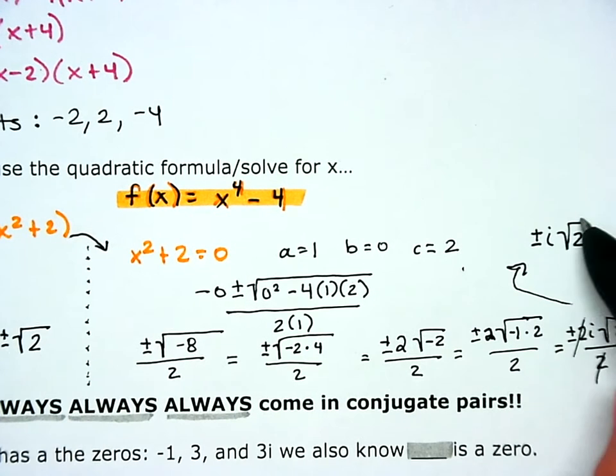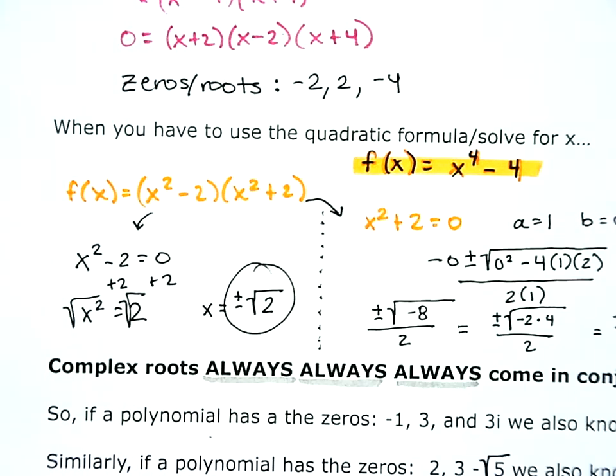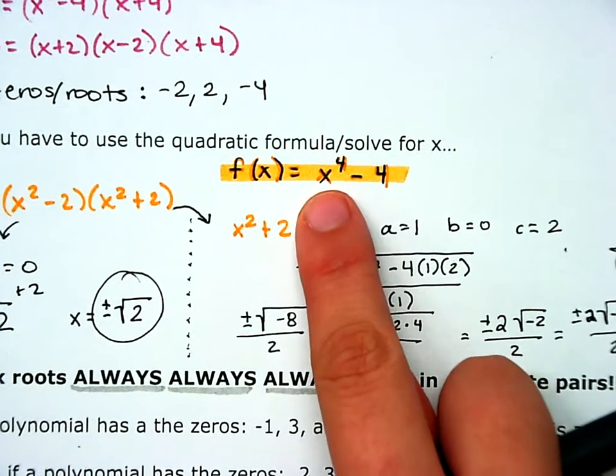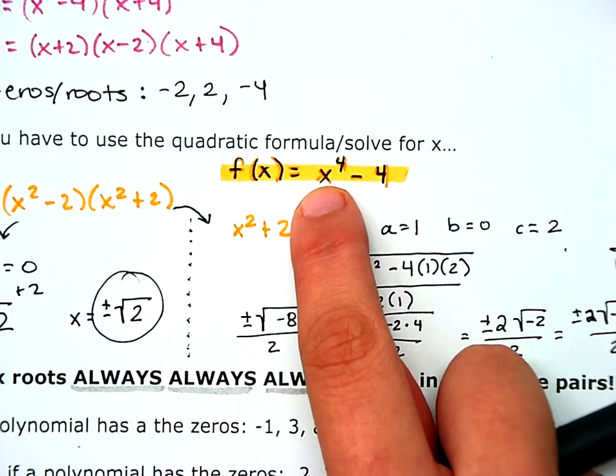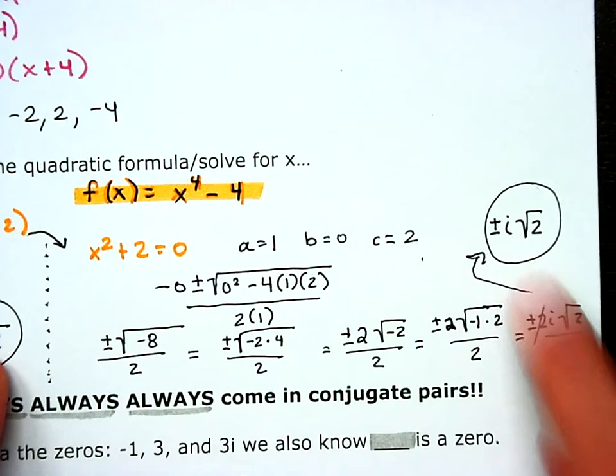Okay. So finally, we have all of our zeros. We have plus or minus i root 2, that's 2 zeros, and we have plus or minus square root 2, that's our other 2. So we have 4 total, and our original polynomial was x to the 4th. So 2 zeros here and 2 zeros here.